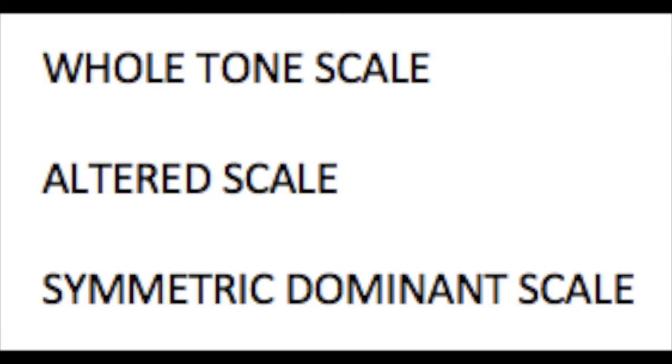There are 3 more scales that can be used for dominant chords: the whole tone scale, the altered scale, and the symmetric dominant scale. These scales are especially used in jazz, not so much in pop music. The whole tone scale, which works for augmented dominant chords, the altered scale, that can work for dominant chords with a flat 9, sharp 11, flat 5, and sharp 5, and the symmetric dominant scale, that works for dominant chords with flat 9, sharp 11, or flat 13.